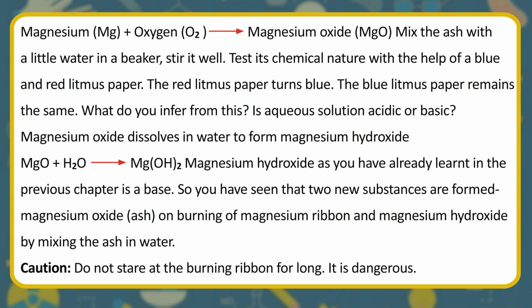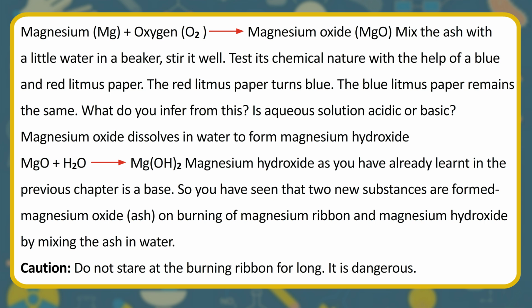Magnesium oxide dissolves in water to form magnesium hydroxide. MgO plus H2O gives Mg(OH)2. Magnesium hydroxide, as you have already learned in the previous chapter, is a base. So you have seen that two new substances are formed: magnesium oxide, ash, on burning of magnesium ribbon, and magnesium hydroxide by mixing the ash in water. Caution: do not stare at the burning ribbon for long.